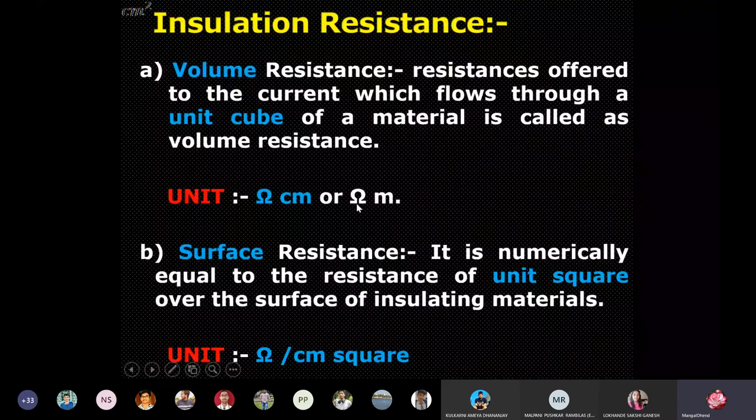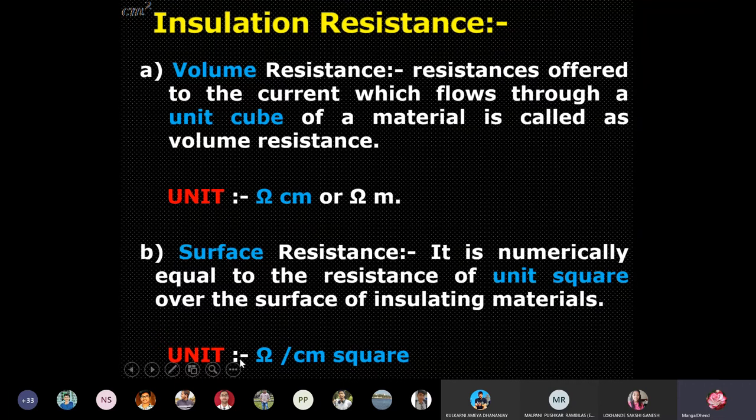Why is it so? Resistance you are considering, or is it resistivity? I think it is not the resistance unit. Resistance unit will always be kilo ohm or ohm. So this should be resistivity. So forget about the unit here. Then surface resistance is numerically equal to the resistance of a unit surface over the surface of the insulating material. So when you are considering surface, you will consider centimeter square. If you consider resistivity, you will find the resistance and the area through which it is passed. So centimeter square for surface and centimeter cube for volume.